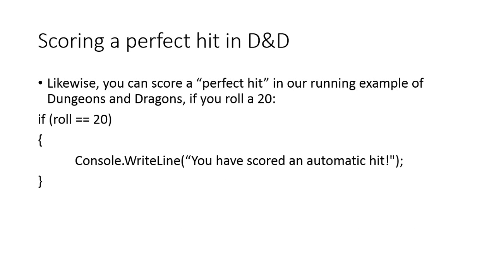Likewise, if you score a perfect hit in Dungeons & Dragons, that means you've rolled a 20. So if roll equals 20, you have scored an automatic hit. And by the way, the area between the end of this conditional and here is called the context of the if, or the if block. This is the block of the if. That's the code that gets executed if the roll is equal to 20.